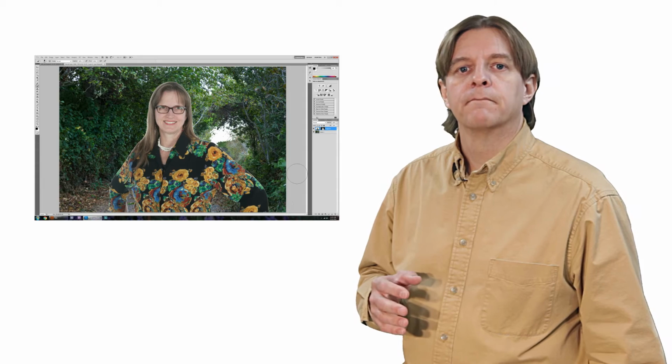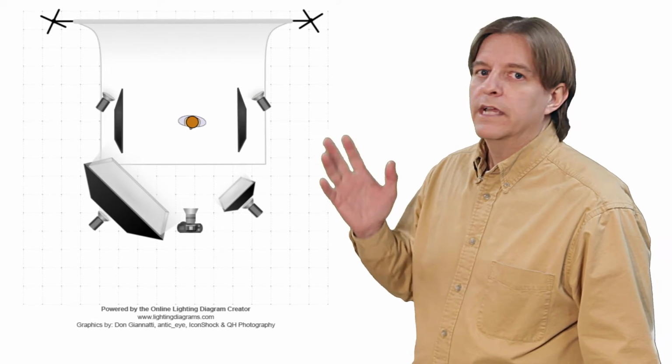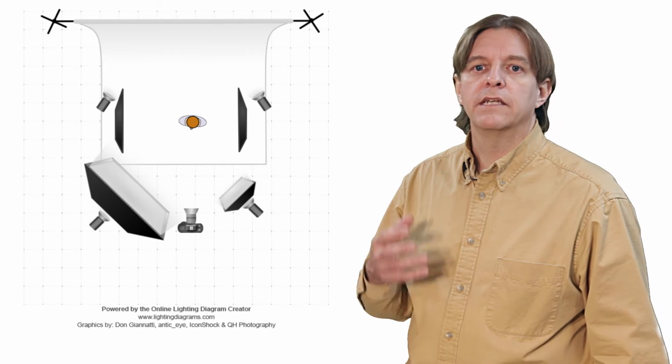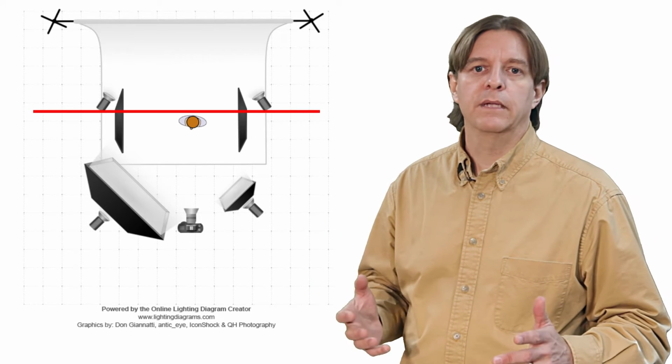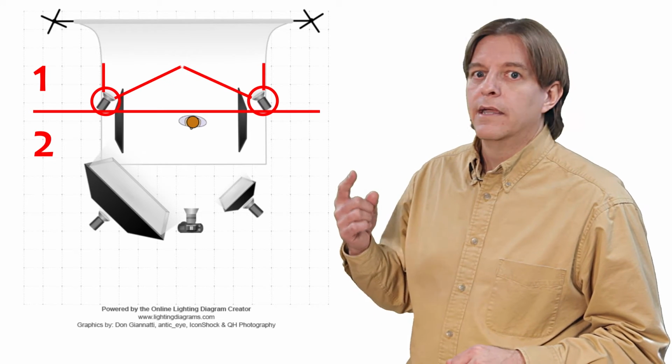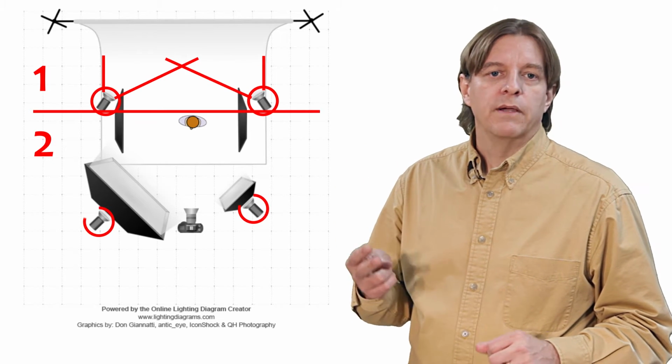Here's a schematic overhead diagram of how to set up your shot. In this setup, there are basically two things you're exposing independently from each other. The background, which is exposed by two lights focused on it, and the subject, which is exposed by these lights in front.